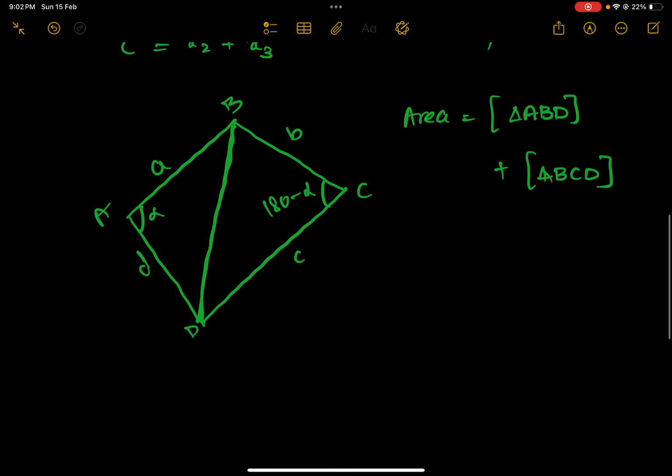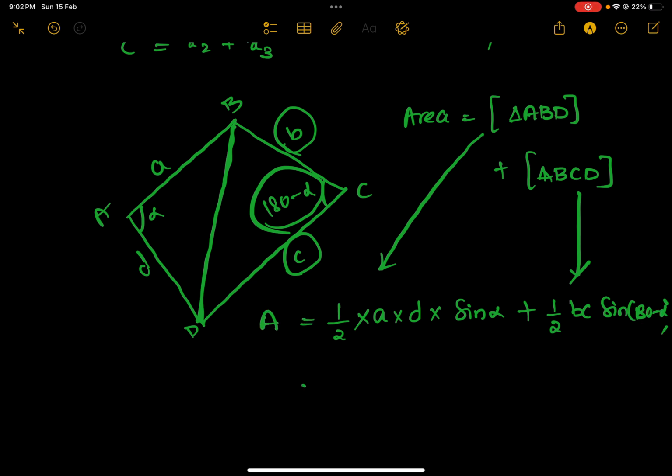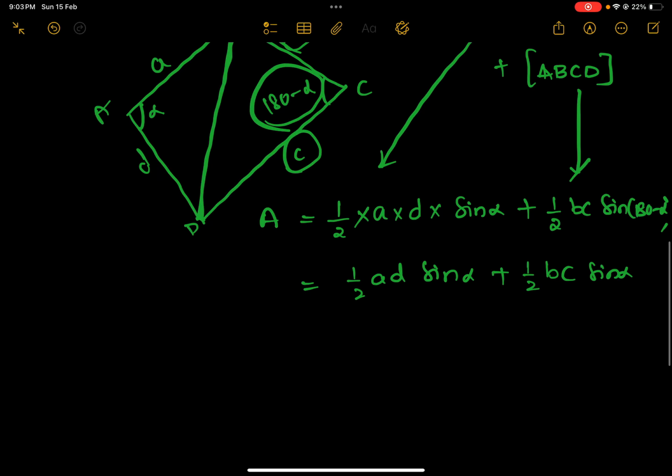Now, what is the area of triangle ABD? The area of triangle ABD is half into A multiplied by D multiplied by sine of the included angle, correct? Plus the area of triangle BCD, that is simply half multiplied by B multiplied by C multiplied by sine of 180 minus alpha. So this is your total area of the quadrilateral. That is simply half AD sine alpha plus half BC sine of 180 minus alpha, which is simply sine alpha. So you get half, AD plus BC, multiplied by sine alpha.